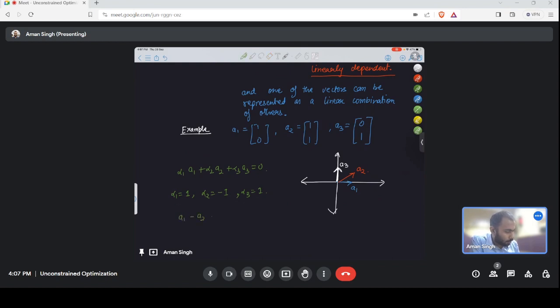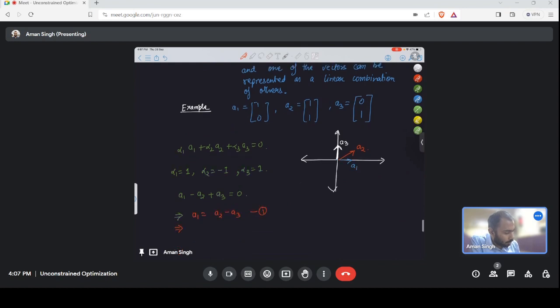A1 minus A2 plus A3 equals 0. And it turns out this tells us that A1 can be written as a linear combination of the other two, that is A2 minus A3. A2 can be written as a linear combination of the others, A1 plus A3. And A3 can also be written as minus A1 plus A2. So if they are linearly dependent, one of them can be written as a linear combination of the others.